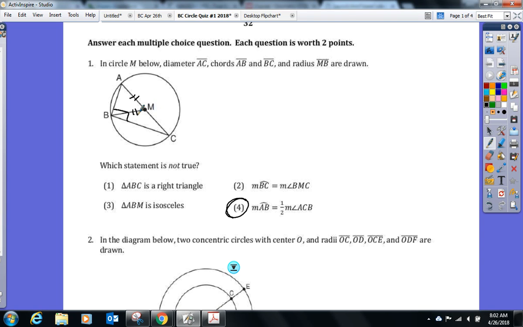Finally, why is 3 true? BMC. Everyone take a look at your paper. BMC is what type of angle? Central. How do you find any central angle? It's always equal to its arc. BMC is a central angle, and that's its arc. So that's got to be true. Questions there? All right, let's keep moving.